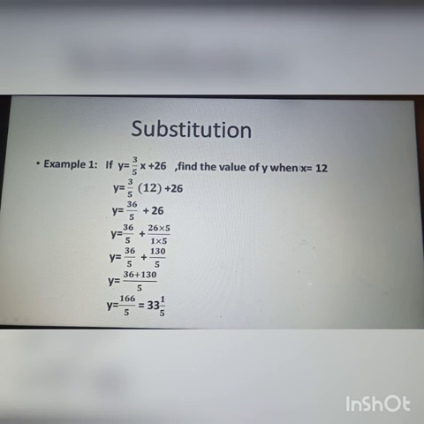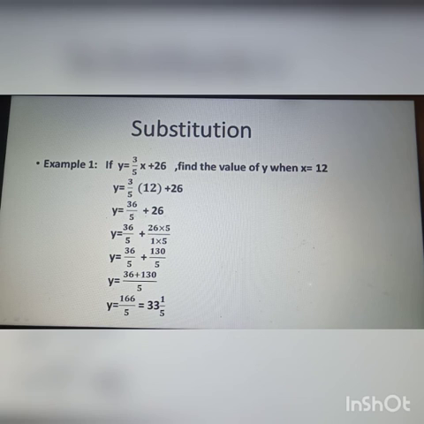So what does substitution mean? Whatever value is given is to be substituted in replacement of the given variable. As x was equal to 12, instead of x we will replace it with 12. The rest of the terms will be written the same way. As you can see, x has been replaced with the value 12. Now the simple arithmetic is there. 12 times 3 is 36, and it is being divided by 5, plus 26.